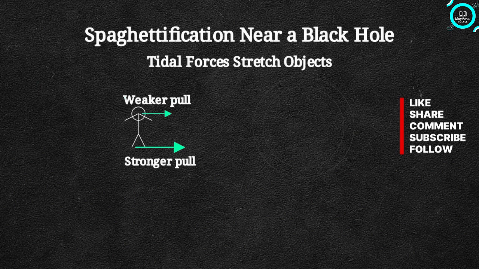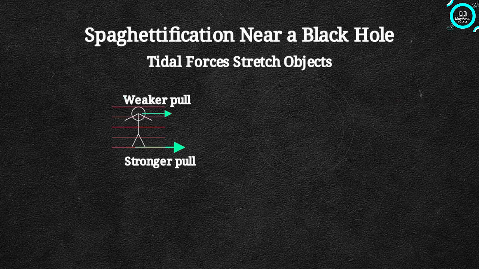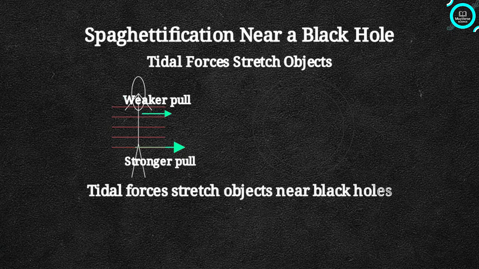This is called spaghettification. We'll show the astronaut elongating and add distortion lines to highlight the stretching. To summarize, near a black hole, tidal forces are so extreme that they stretch objects into long, thin shapes. The difference in gravitational pull between the head and feet causes this dramatic distortion.